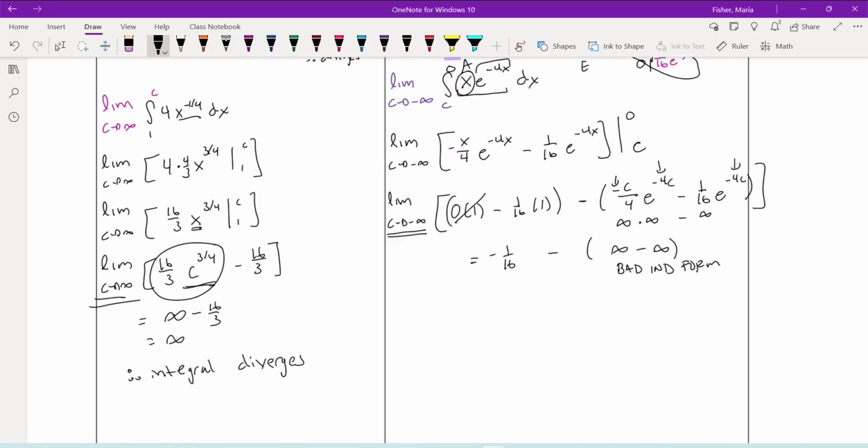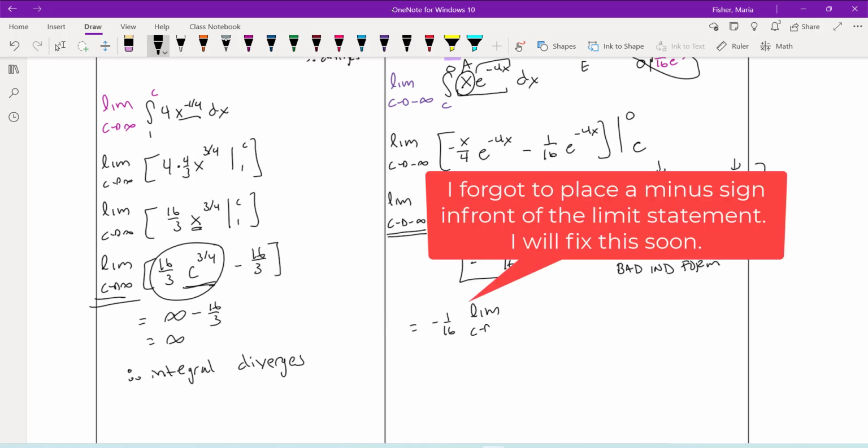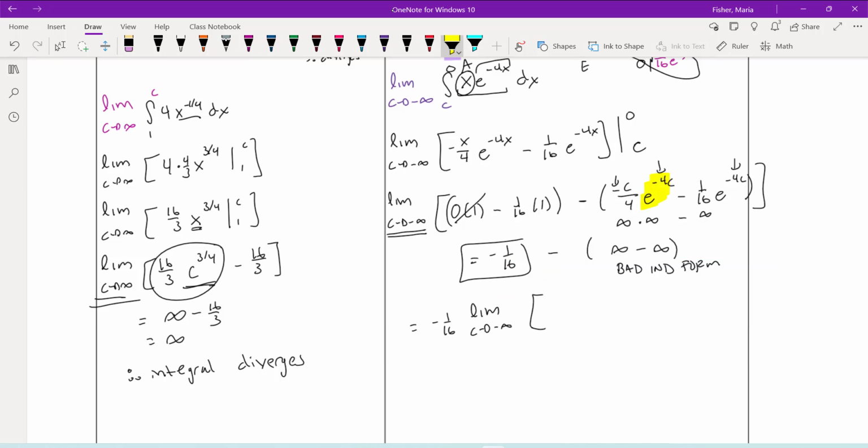So I'm going to rewrite it because my negative 1/16 is all done. And this is the limit as c goes to negative infinity of, now notice, I have an e to the negative 4c and an e to the negative 4c. I am just going to factor out an e to the negative 4c. If I factor out an e to the negative 4c, I'm left with a negative c over 4 minus 1/16. There should have been a minus sign here, it should have been negative 1/16 minus.